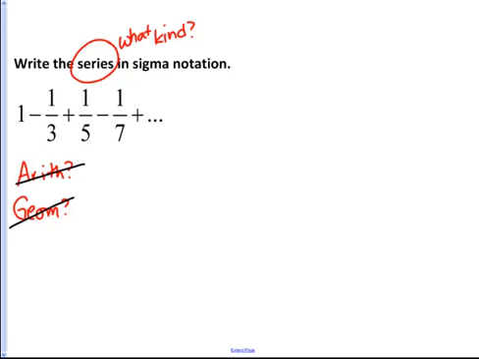Instead, because this is a fraction, we're going to look at the top and the bottom of the fraction separately and see if they follow any kind of pattern. The top looks to just be ones that alternate positive and negative. And the nice thing about that is, if you have a negative number and you take it to an even power, you get a positive number. And if you have a negative and you take it to an odd power, you get a negative number.